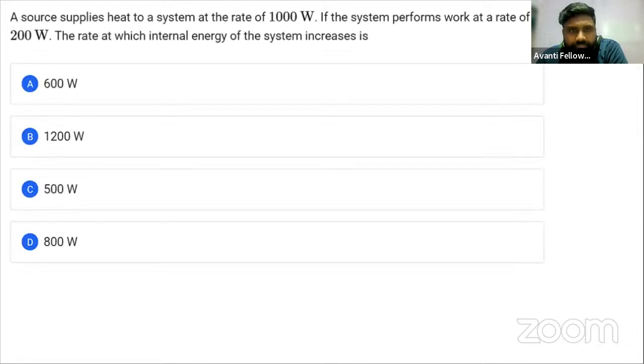Now this one: a source supplies heat to a system at the rate of 1000 watt. Here the rate is given. If the system performs work at a rate of 200 watt, the rate at which internal energy of the system increases is? And that is why, because in the question rate is given, the unit is watt here.